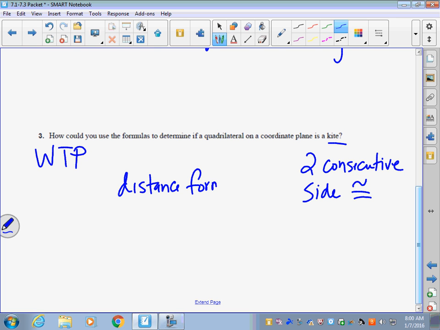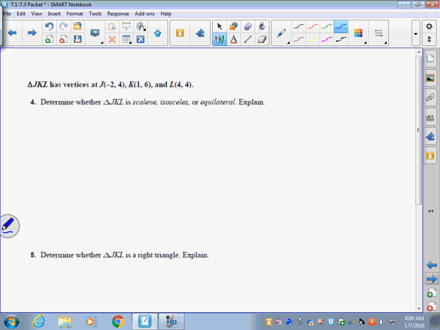Now, knowing what to prove or how to pick the correct formula is just the first step. What we're going to get into is making sure you can apply it to an actual problem. Determine whether JKL is scalene, isosceles, or equilateral. So again, what do we need to prove? We need to prove the lengths. So what are we going to use? We're going to use the distance formula. We're going to do the distance formula for 2 vertices, 2 letters at a time. So let's do JK.